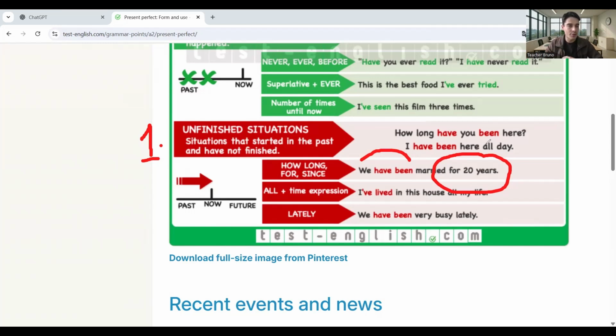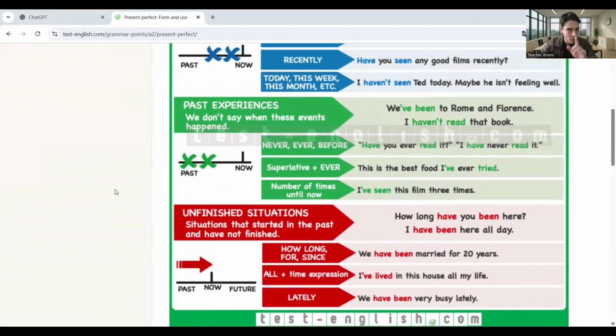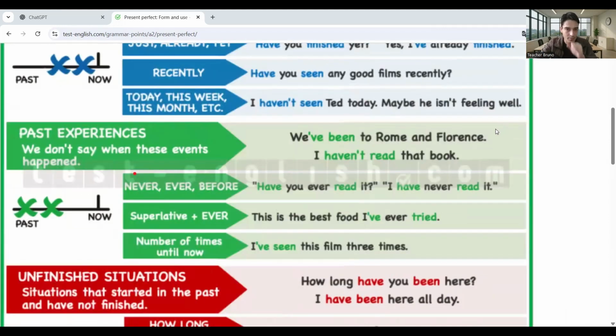I've lived in Brazil for 10 years. Starts in the past, still continues. So the present perfect connects the past to the present. Not only that, but we use the present perfect for actions in the past, but we don't say the time. These actions are important, relevant in the present. Remember, if you mention the time, it's past simple. If you don't mention the time, but the action is important, present perfect.